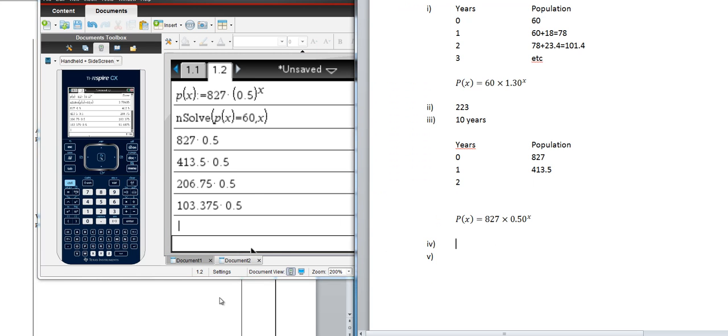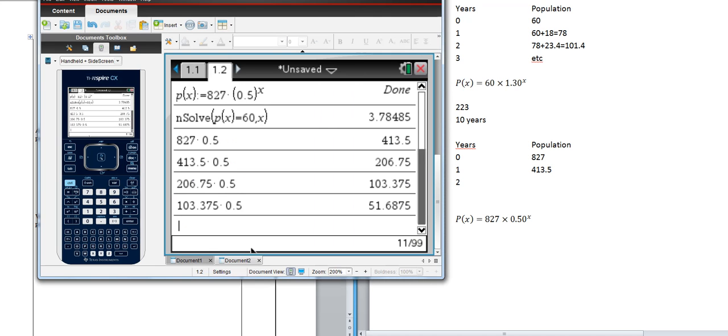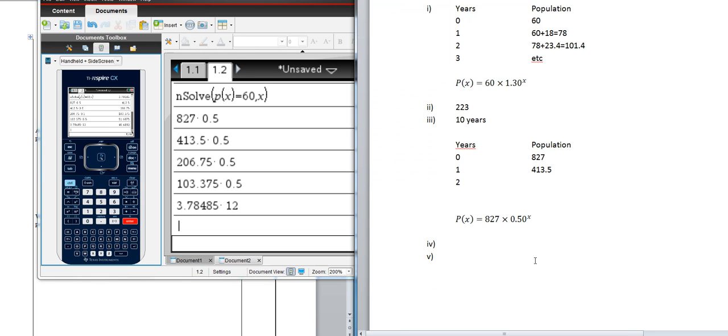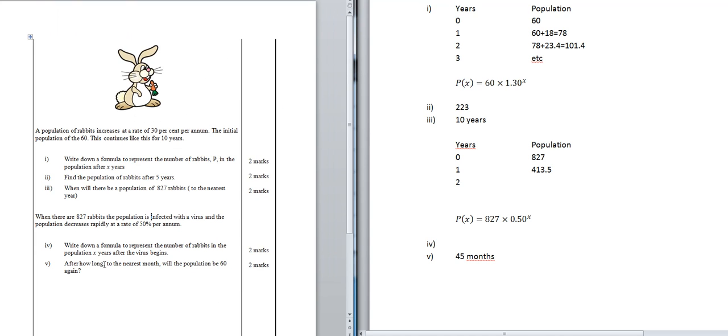To the nearest month. So how many months? Well, 3.78485 times 12, because this is in years and 12 months per year. So 45 months. Okay, this formula is for number 4. Number 5 is 45 months.